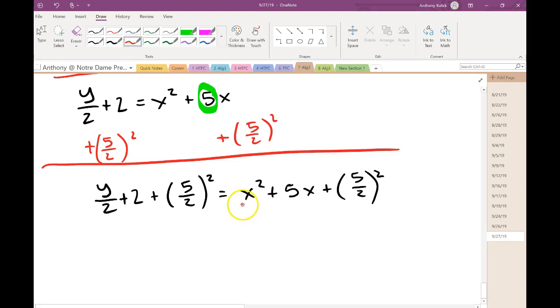Now we're going to factor this right-hand side. So we're going to have something that looks like this. The way we figure this out, this part is going to be what comes first.